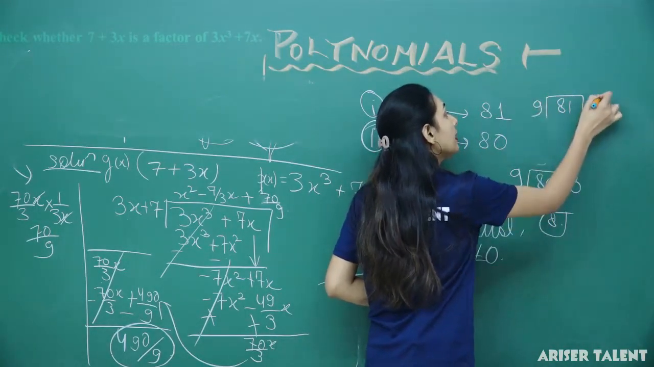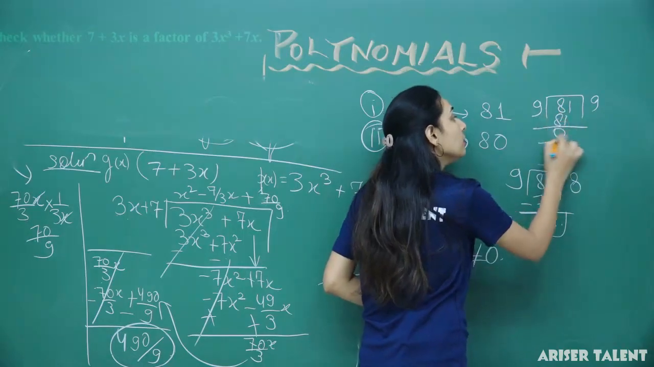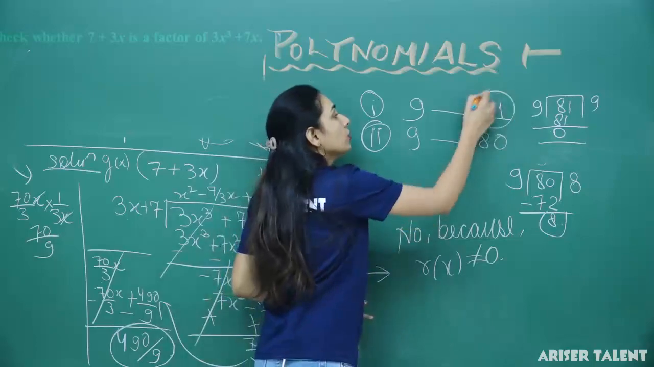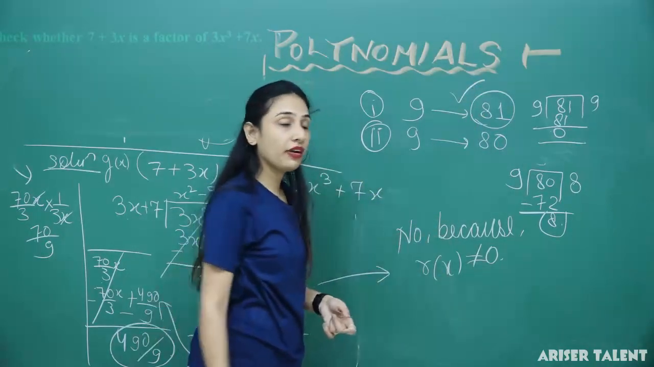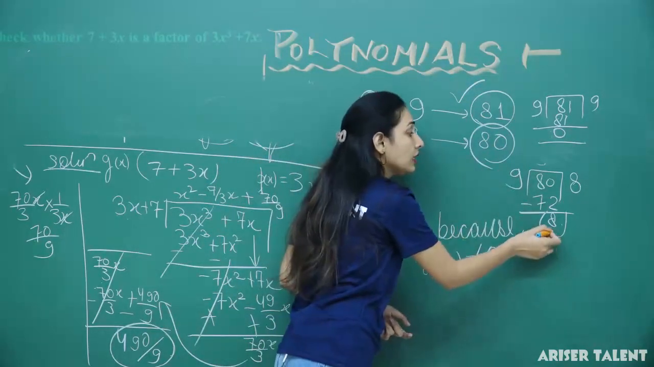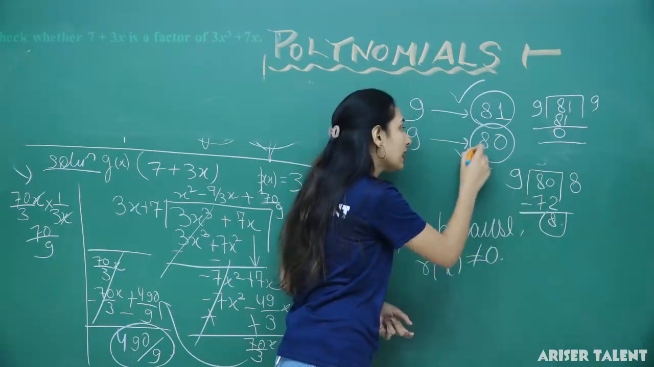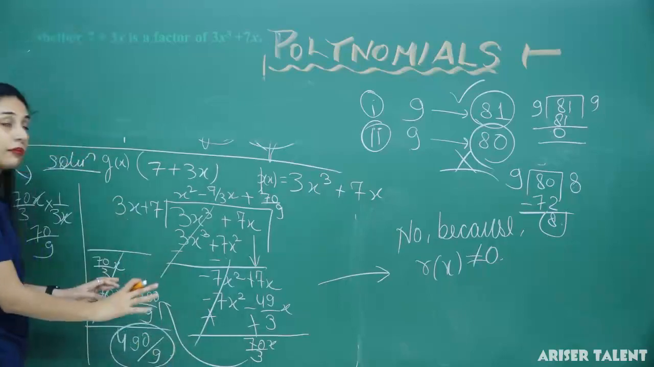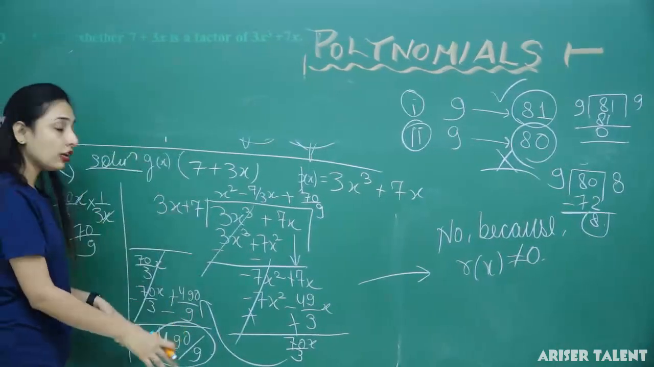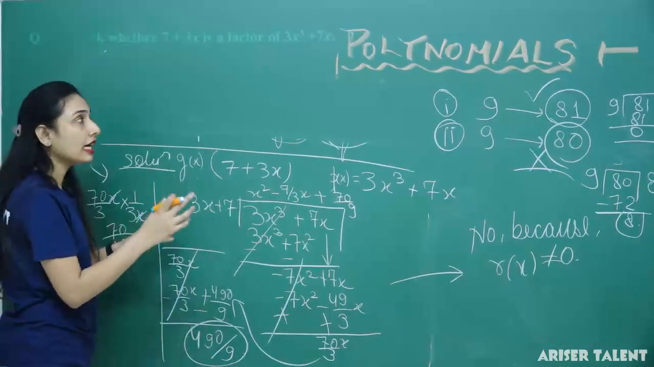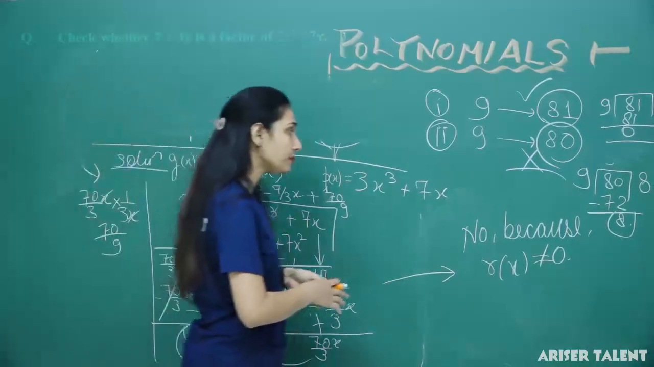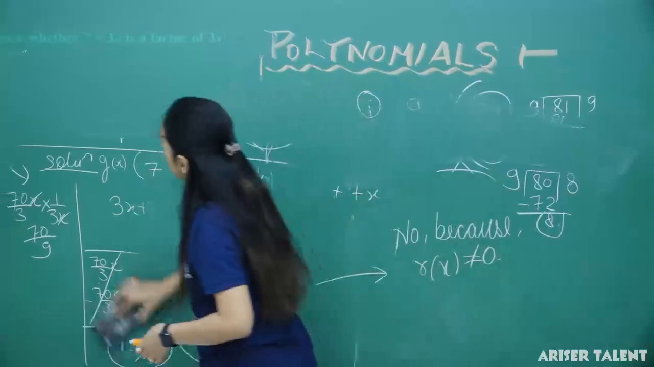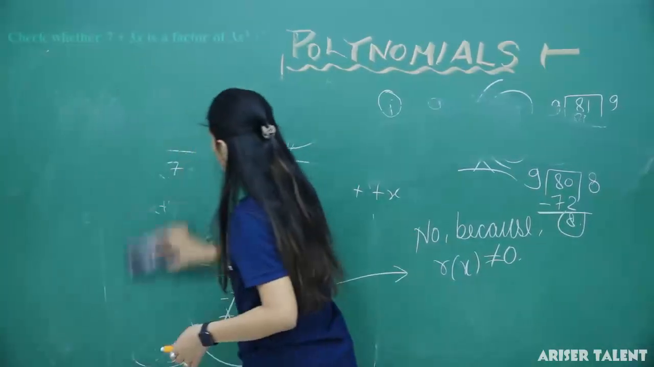81, 9 nines are 81, then 0. If 0 is the remainder, so yes, it is a factor. If 0 is not the remainder, anything else you are getting, that means it is not a factor. Here in this case, no matter what, we are getting some remainder, that means it is not a factor of the given expression or polynomial.